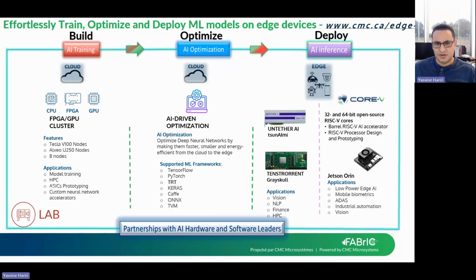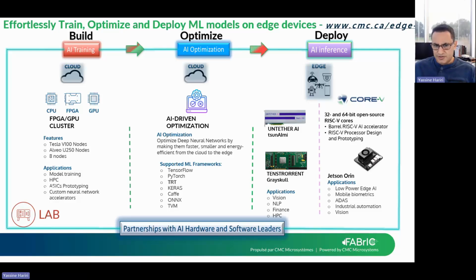On the inference side, we have partnered with leading-edge companies in Canada, including Tether AI and TensorRT, who have built custom AI accelerators that are specifically designed to support inference workloads. We have also built an ecosystem around RISC-V. We have mature RISC-V cores and platforms that allow you to benefit from the open source, open hardware group cores and implement your own implementation for your own product.